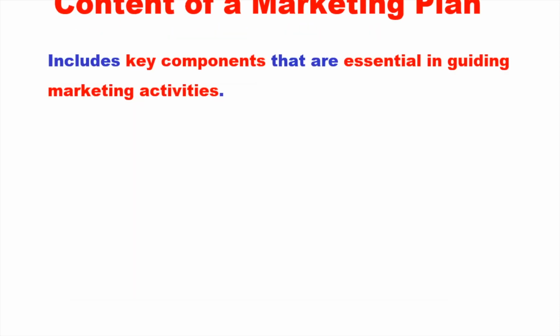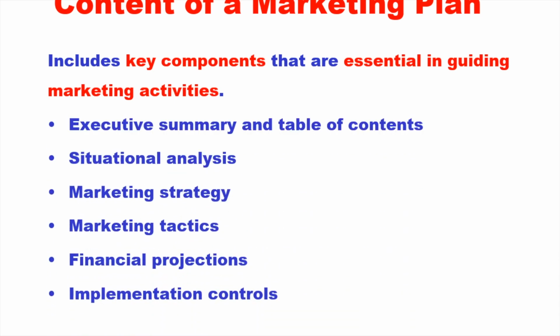Let's now turn to the contents of a marketing plan. A marketing plan typically includes several key components that are essential in guiding marketing activities and achieving marketing objectives. A marketing plan usually contains the following sections.